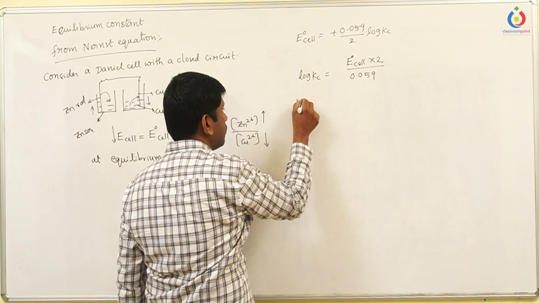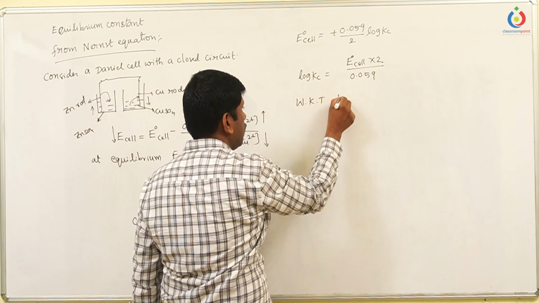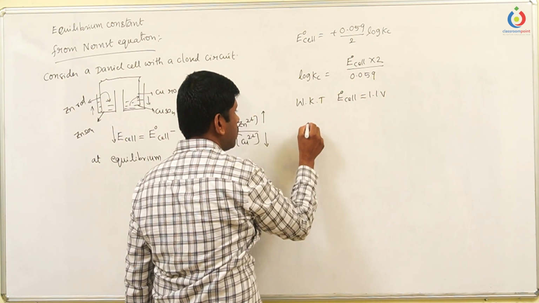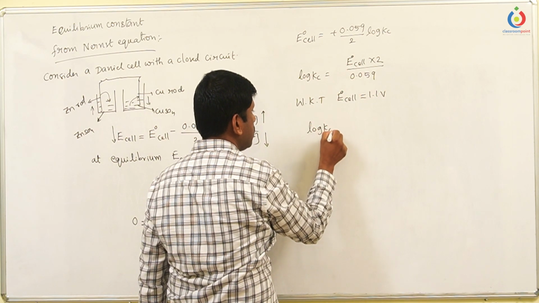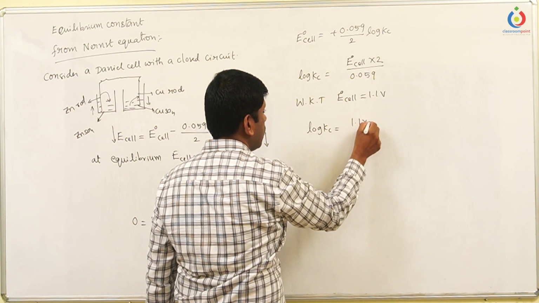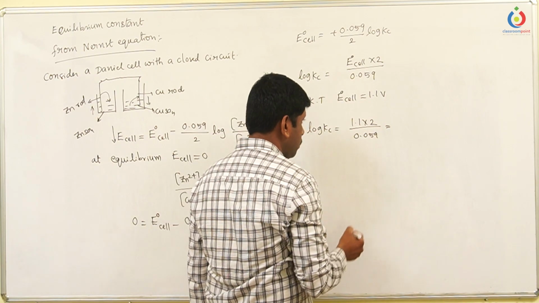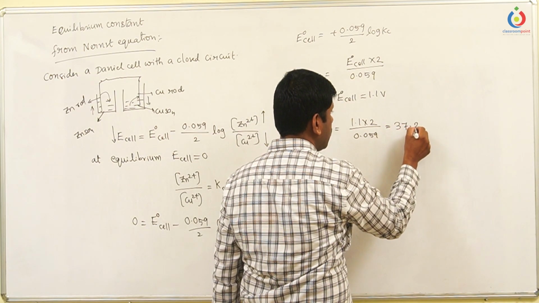And we know that E naught cell for the Daniell cell is equal to 1.1 volts. So substitute that value here. Log Kc is equal to 1.1 into 2 divided by 0.059. This value is equal to 37.288.